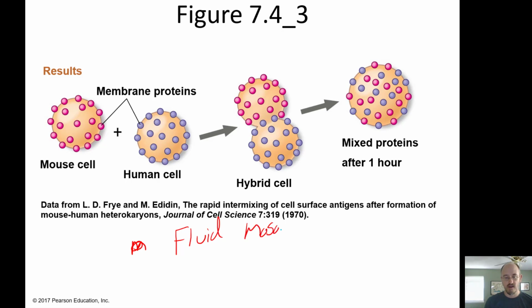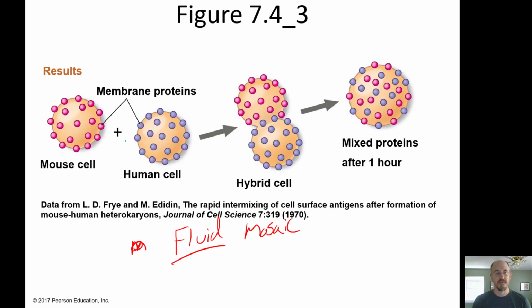This is the way we think membranes work. Think of it like an ocean of phospholipids, and the proteins on the surface are like icebergs, and they don't just sit in one spot. It's fluid. Things move around. So it's said to be like a mosaic, like a picture made of little pieces, but those pieces can drift around. Those proteins can drift around.